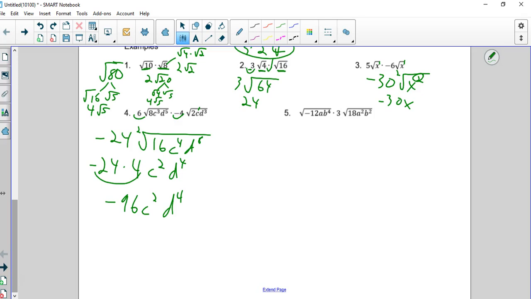Okay, so here we have 3, and we're multiplying the inside. So that's negative 216. A to the first, a squared is a cubed. B to the fourth, b to the second is b to the 6th. Now, we have a square root. And now at this point, since we have a negative and it's a square root, we know this is an imaginary answer.